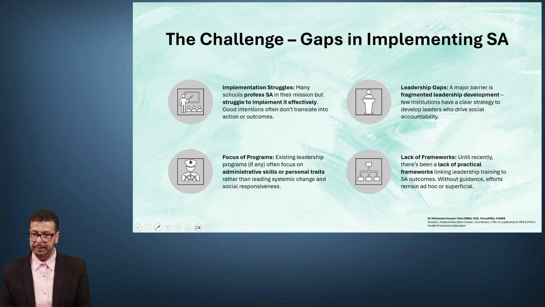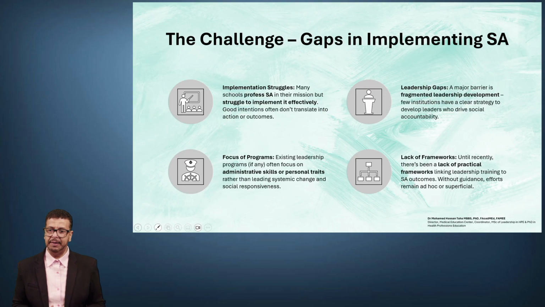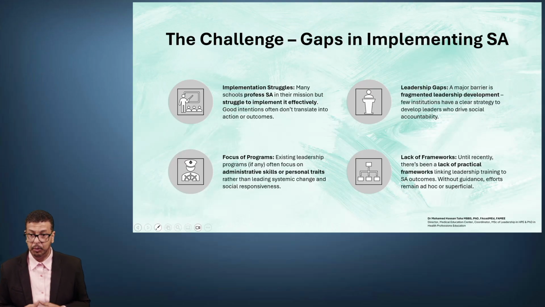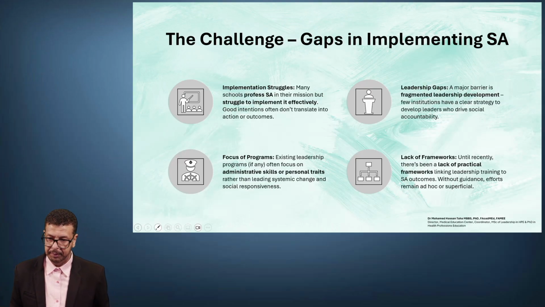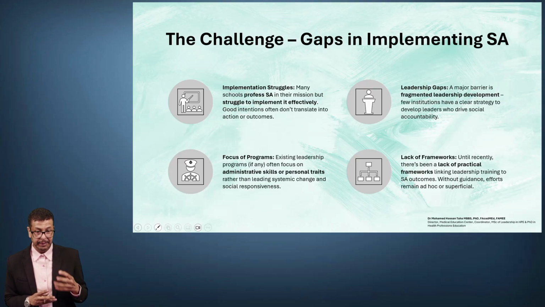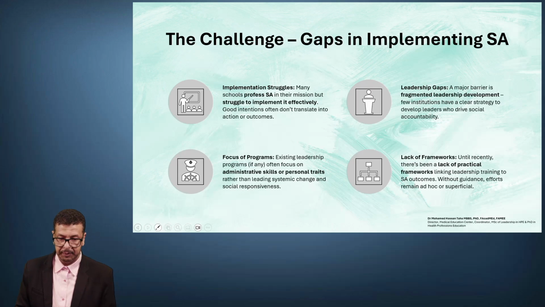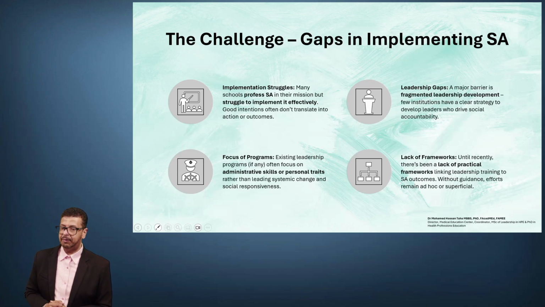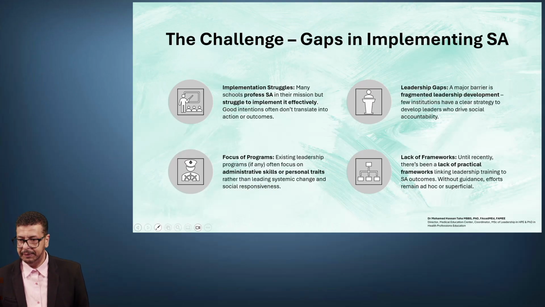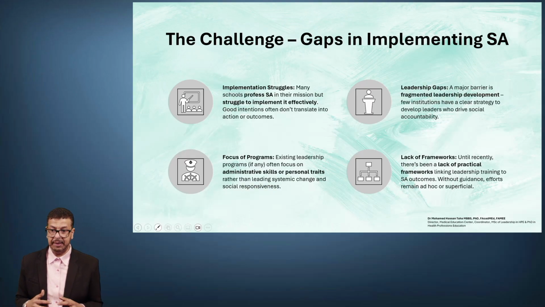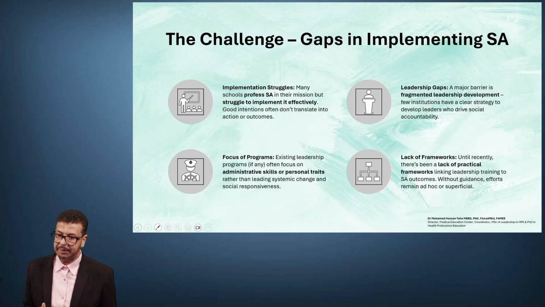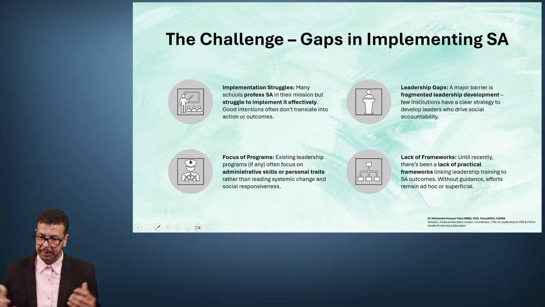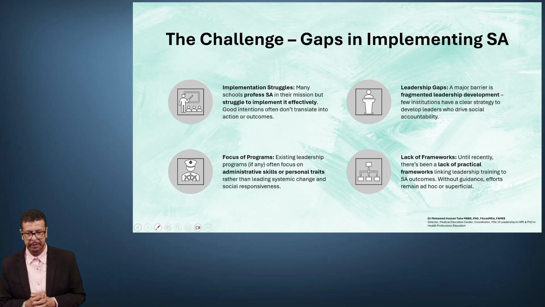A major barrier is fragmented leadership development. And few institutions have a clear strategy to develop leaders who drive social accountability. Except few countries, and I will explain one of the successful countries that work on social accountability through advancement in the leadership. And existing leadership programs often focus on administrative skills and personal traits rather than leading system change and system thinking approach and then social responsiveness.